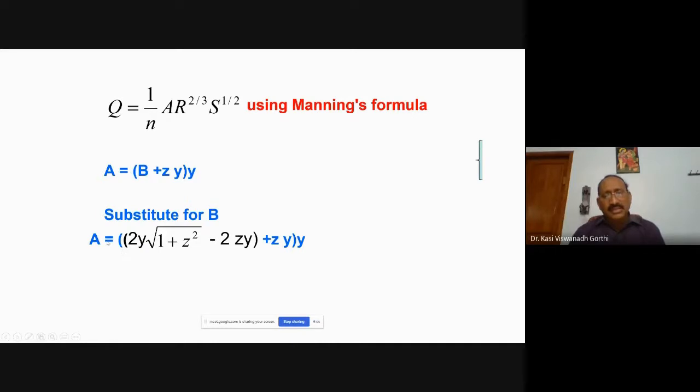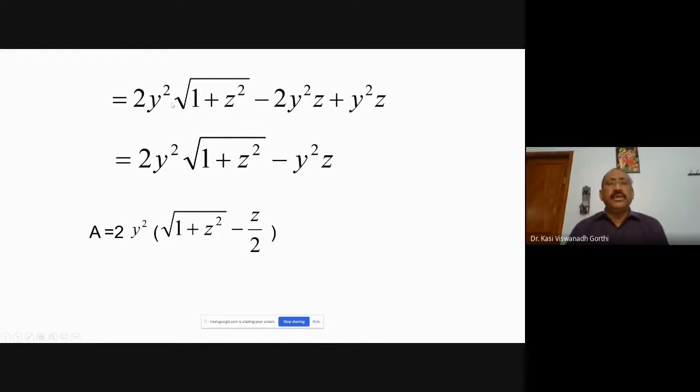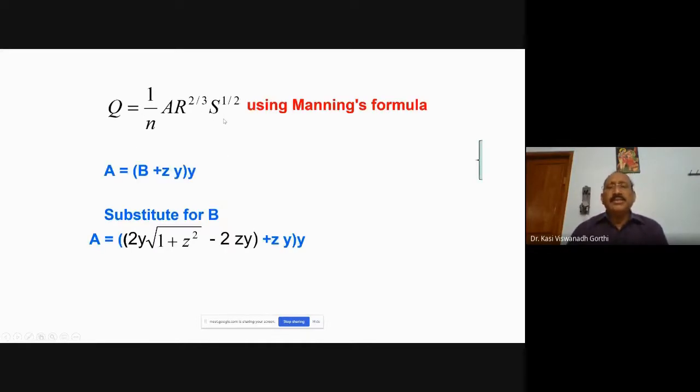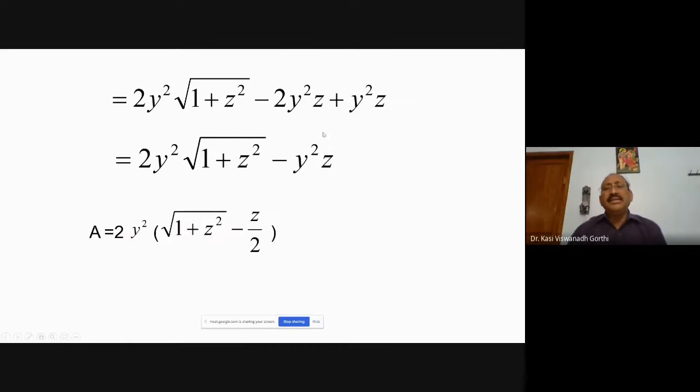A is equal to, in place of b, 2y root 1 plus z square minus 2zy, plus zy, into y. So you have 2y square root 1 plus z square minus 2y square z plus zy plus y square z. So you got minus 2y square z and plus y square z, so minus y square z. Or A will be equal to 2y square into square root of 1 plus z square minus z by 2. This is the wetted area A in terms of y and z: 2y square into square root of 1 plus z square minus z by 2.